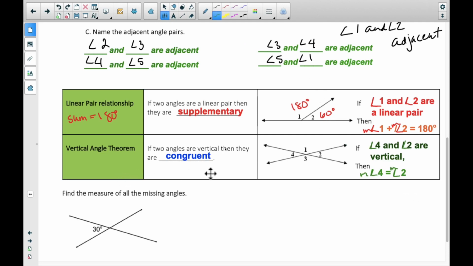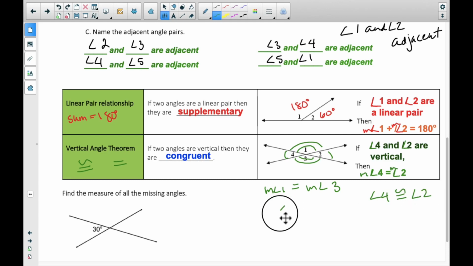Okay, vertical angle theorem means they are congruent. So you could say they're congruent or they're equal to each other. If we look at our diagram again, 4 and 2 are vertical angles. They are across from each other right here. If they are vertical, they are equal to each other. The measure of angle 4 is equal to the measure of angle 2. You could also say it the other way: the measure of angle 1 is equal to the measure of angle 3. Or you could just say angle 4 is congruent to angle 2, or angle 1 is congruent to angle 3.